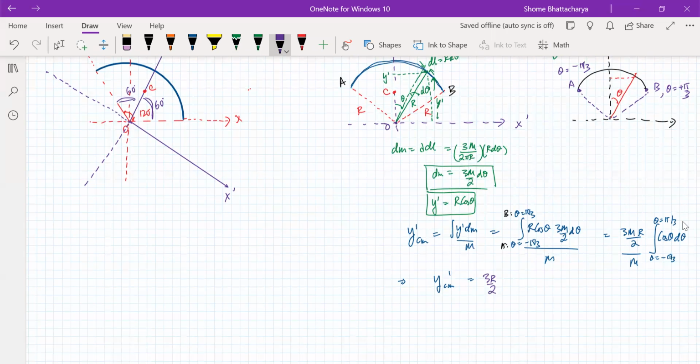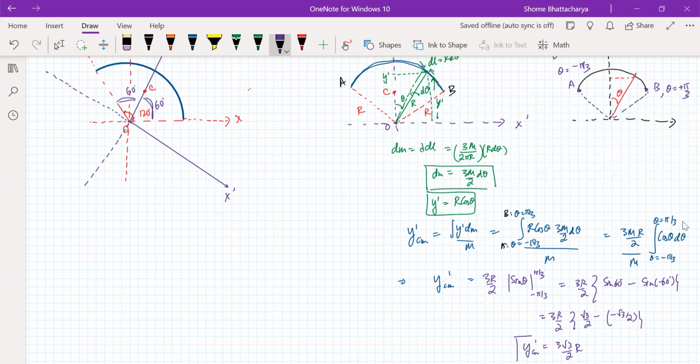M is getting cancelled, and then cos's integration is sine from minus pi by 3 to pi by 3. So that is 3r by 2 into sine 60 minus sine of minus 60. So that is 3r by 2 into root 3 by 2 minus of minus root 3 by 2. That's how that becomes root 3 inside the bracket. So this is this. Now once I've got this, I can convert this to xy coordinates.